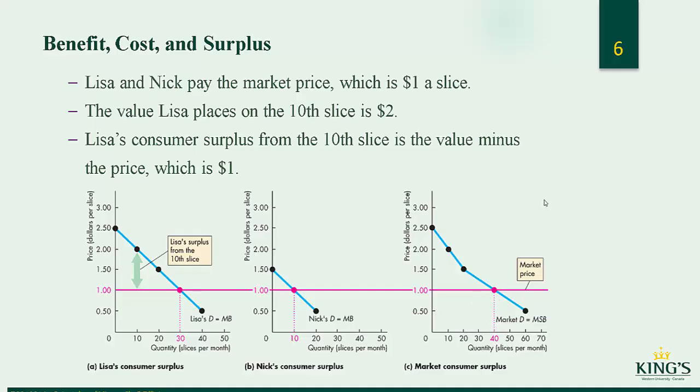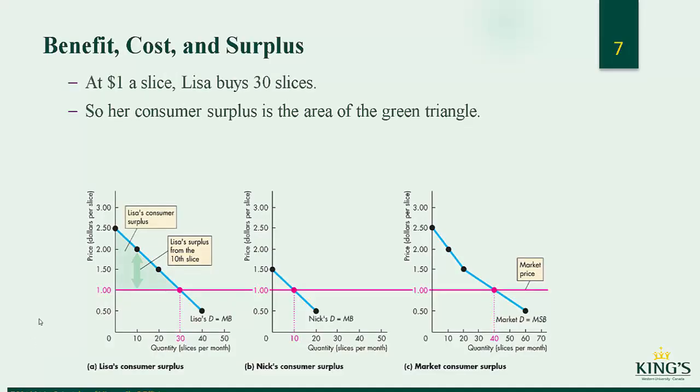So let's think about consumer surplus. If the price is $1, then Lisa's consumer surplus from the 10th slice, for example, would be 2 minus 1. Right? So it would be $1. Her consumer surplus for the 20th slice, remember these are measured per month, not in one sitting, would be $1.50 minus $1. If the market price was $1, Lisa would buy 30 slices, and so her consumer surplus would be this entire area here.